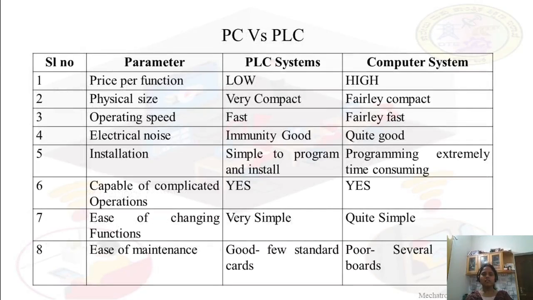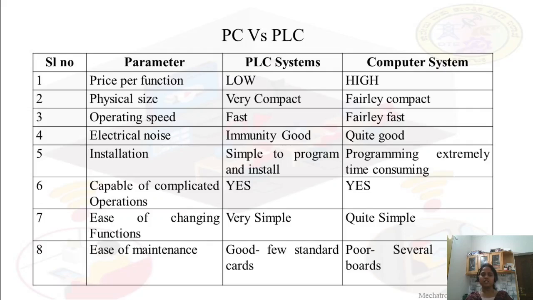And next we will see what is the difference between our PC and PLC. That is our computer system and PLC system. The first one, price per function. If you consider the PLC system per function, the price is very low in the PLC. But in case of computer system, it is high.